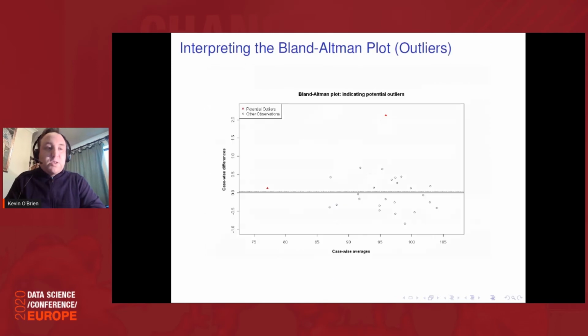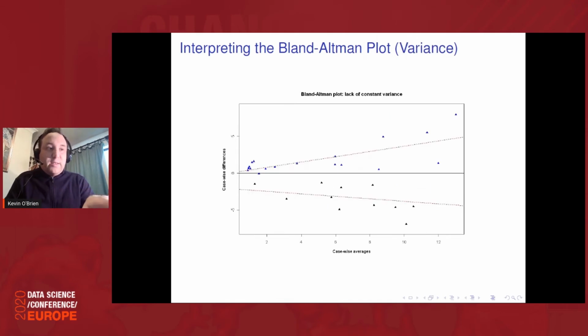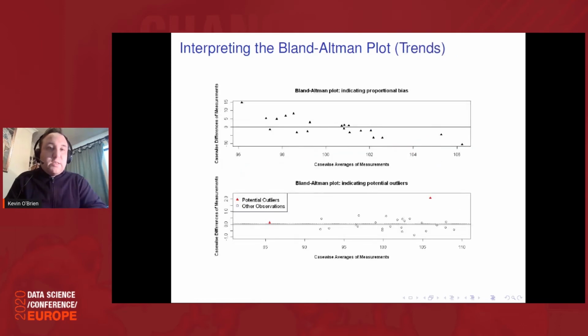Okay. You might also be looking for outliers. Sorry, that's a little bit hard to tell there, but you might be looking for outliers in your plot. Or trends or variances or lack of variance. So it would work the very same way as a residual plot that you would probably have learned about in undergraduate statistics.